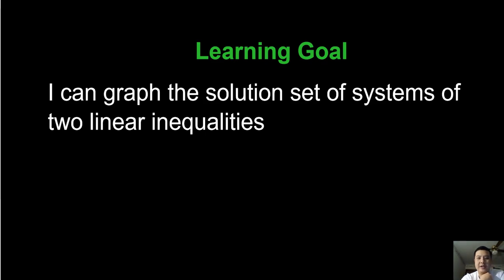Today's learning goal is I can graph the solution of systems of two linear inequalities. So we've already done graphing linear inequalities. We're going to be graphing systems of two of them, and we'll talk about what that means in a moment. So let's go ahead and get started.